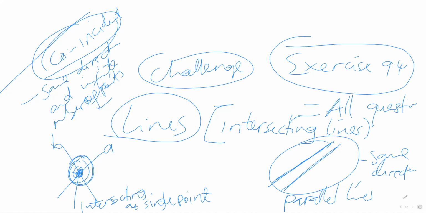Parallel lines have the same direction, but no point in common. That's two lines that are parallel. And lines intersect if they have a common point. And there's this word that we use for lines that do not intersect.